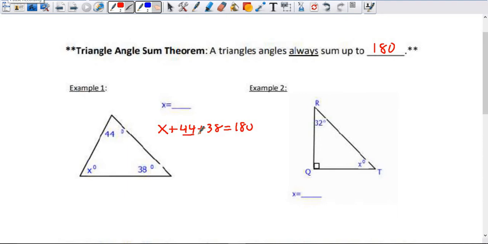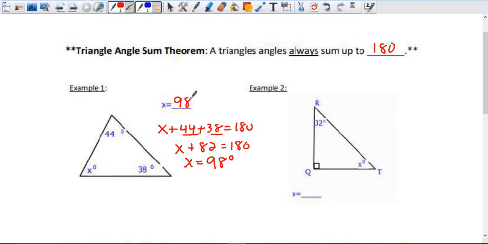So first thing we're going to do is combine like terms here. We're going to take 44 and 38 and add them together, and we get 82. And then to get rid of that 82, we're going to subtract it from both sides. So if we take 180 minus 82, we should get an answer of 98 degrees. So we can go ahead and say that x equals 98.